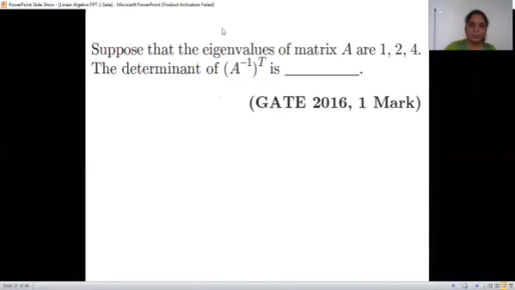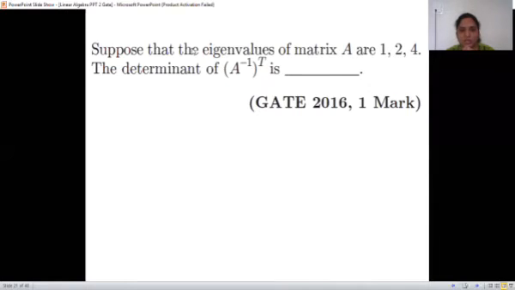Okay, next question. Suppose that the eigenvalues of matrix A are 1, 2, 4. Then the determinant of A inverse transpose is? Can you tell me, if the matrix has eigenvalues lambda 1, lambda 2, lambda 3, then what are the eigenvalues of A inverse? Yes, it is 1 upon lambda 1, 1 upon lambda 2 and 1 upon lambda 3.